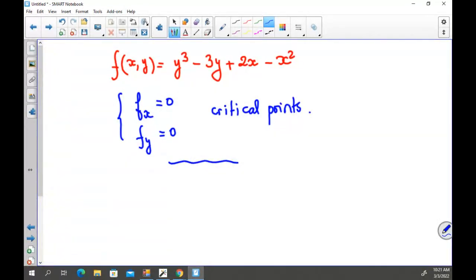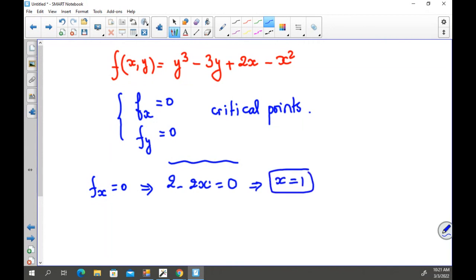Okay. So you will say fx. What is the derivative? So fx equal to 0. That means what is the derivative with respect to x? 2 minus 2x must be equal to 0. That means x is equal to 1. So we know that our critical points, their x coordinate will be 1. That's the first thing. Now, what is the y coordinate?